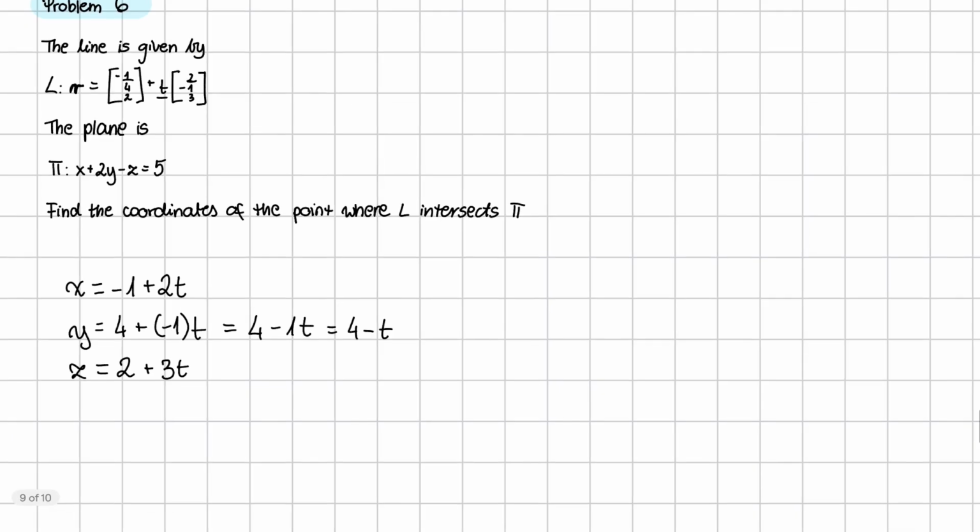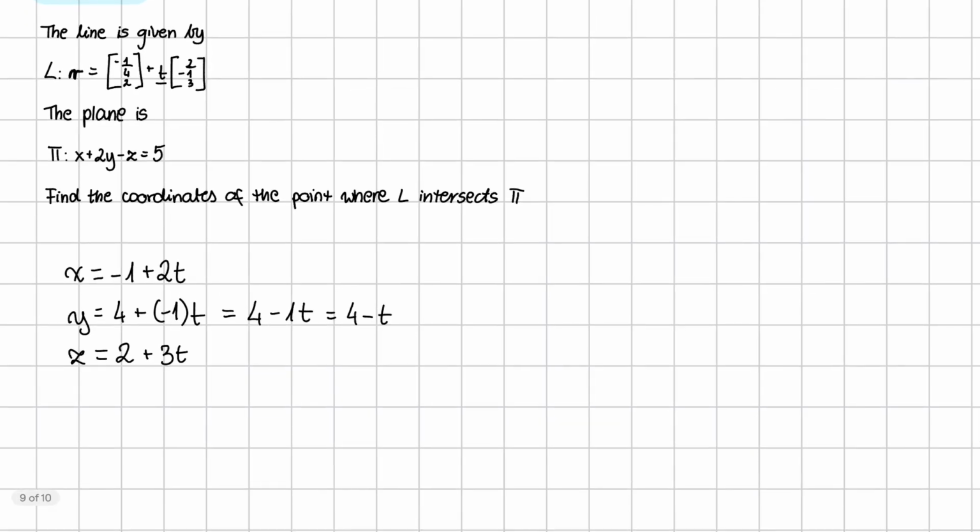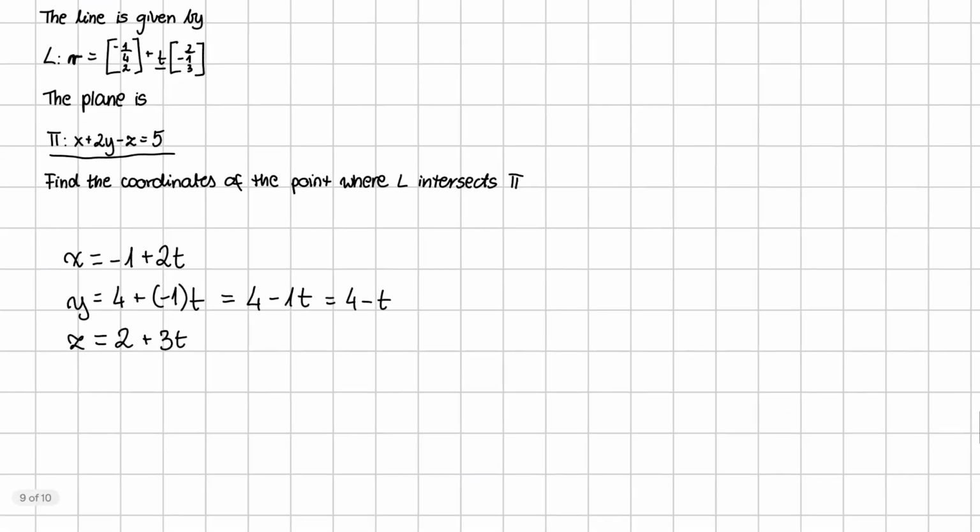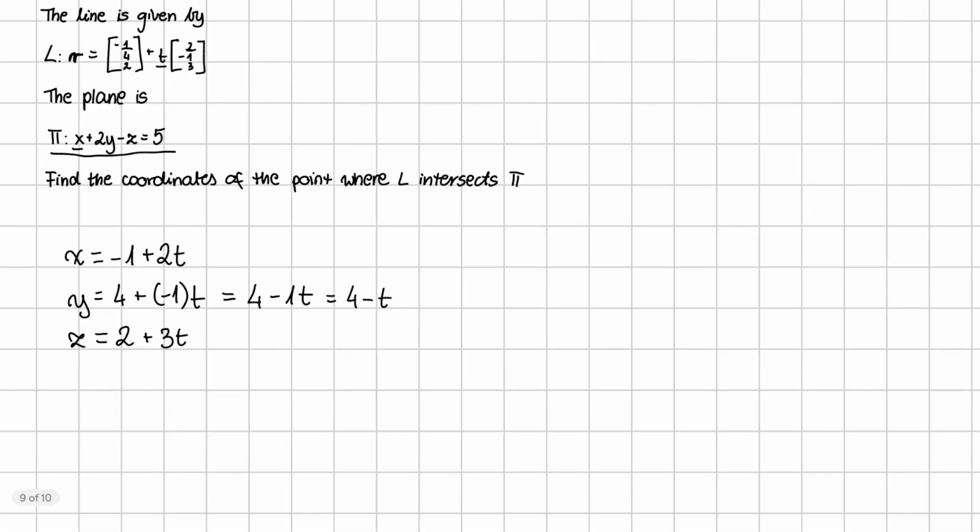And now we have to substitute these expressions into our plane equation. Firstly, x is -1 plus 2t, plus 2 times y, which is 4 minus t, minus z, in brackets 2 plus 3t, and it equals 5.